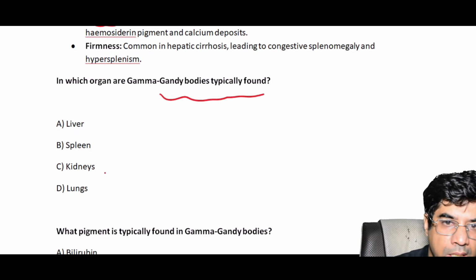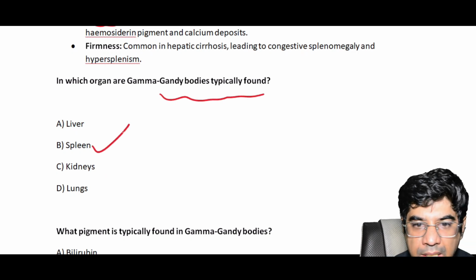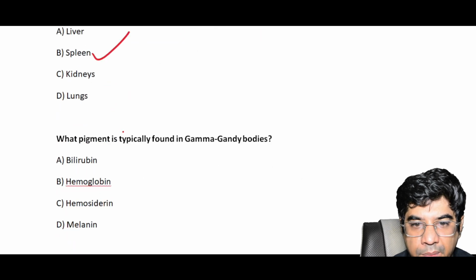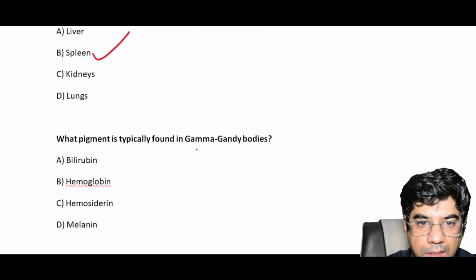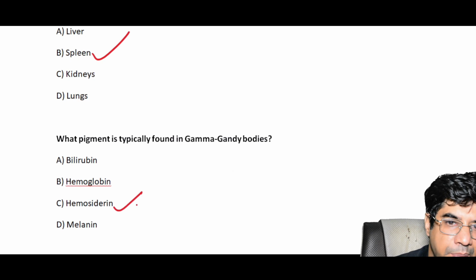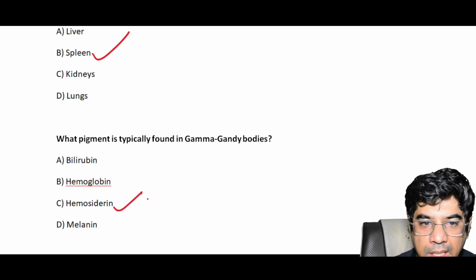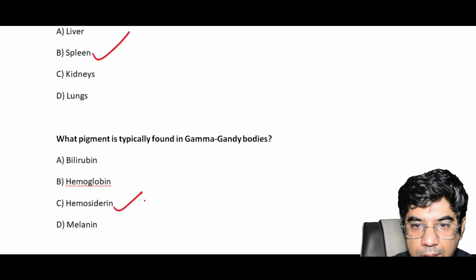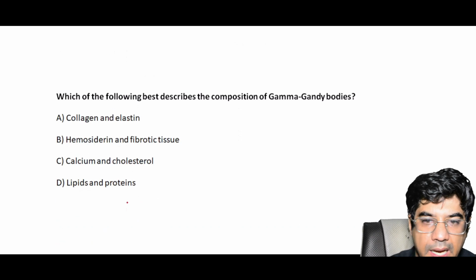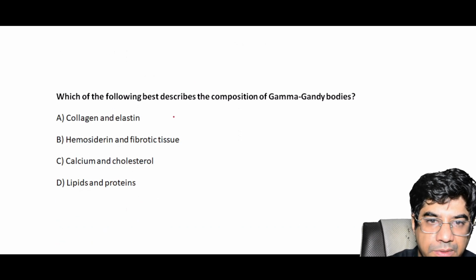So in which organ are the Gamna-Gandy bodies typically found? The answer would be spleen. What pigment is typically found in Gamna-Gandy bodies? It's the hemosiderin pigment. So they contain deposits of hemosiderin pigment from the breakdown of red blood cells. And sometimes they contain calcium deposits.